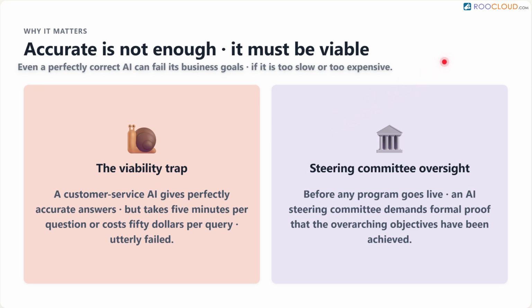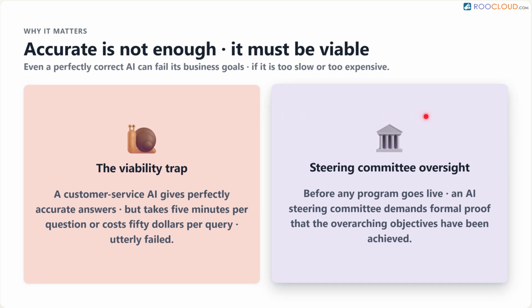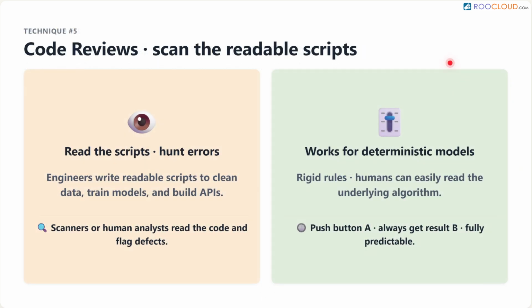Why is this verification step so important? Imagine you build an automated customer service agent that gives perfectly accurate answers, meaning the technology functions properly. But if it takes 5 minutes to answer a simple question or costs $50 per query, it has utterly failed its business and financial goals. Before any program can go live, an oversight body like an AI steering committee will demand formal proof that these overarching objectives have been achieved.